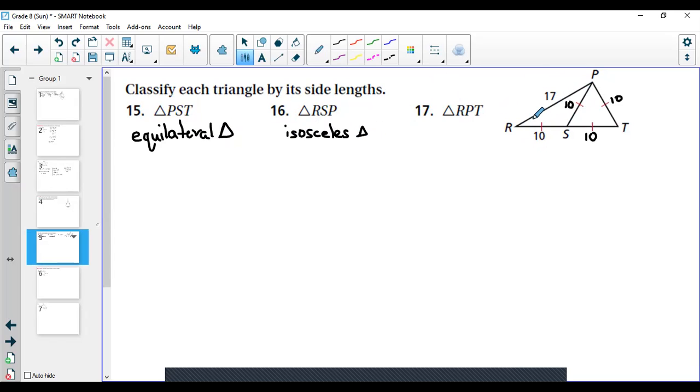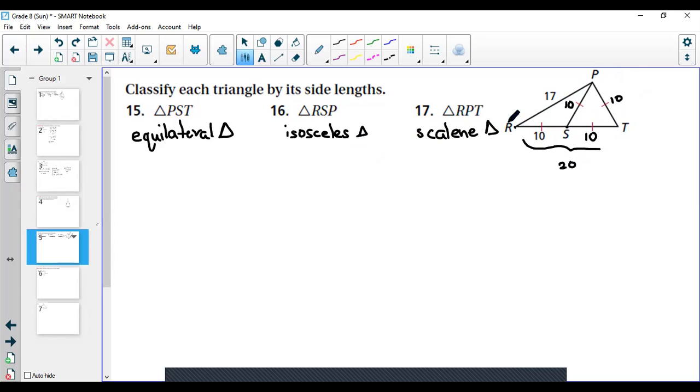Then triangle RPT. RPT, that's the whole triangle they're asking about. So R to P is 17, P to T is 10. Then what about R to T? R to T 10? It cannot be 10 because R to S is 10, S to T is 10. So all together, you need to add 10 plus 10, which will give you 20. So one side is 17, one side is 10, one side is 20. That makes it a scalene triangle because all three are different.